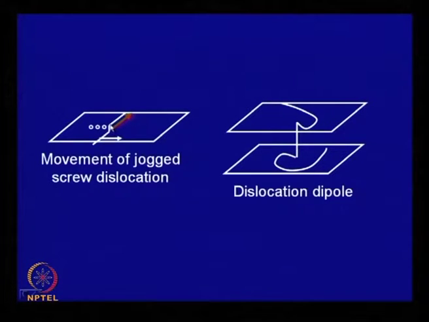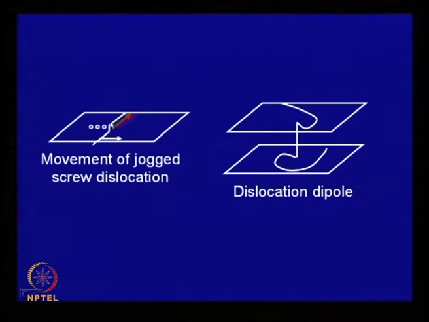So, this component is the edge component. If this screw dislocation continues to move along the slip plane, it has to drag the jog. If it drags the jog along with it, it will leave behind a trail of vacancies, which is shown over here. This vacancy will exert a force on the dislocation, which will lead to strain hardening. But there can be other extreme cases.